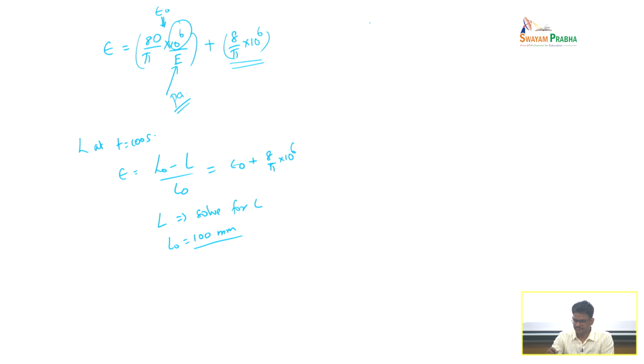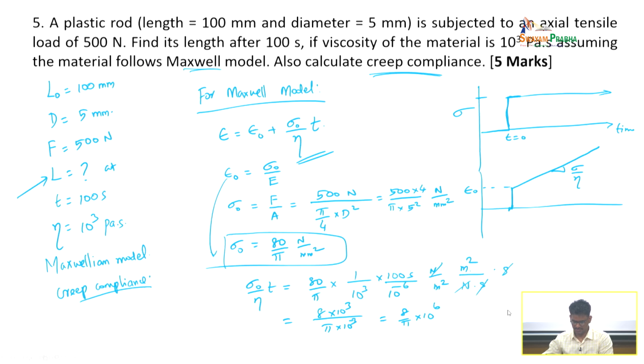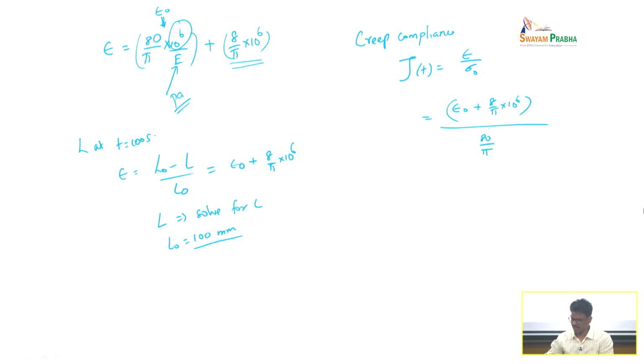And the second question is to calculate the creep compliance. So how do we define creep compliance? Epsilon by sigma naught. Okay. So what is epsilon? Epsilon is epsilon naught plus 8 by pi into 10 power 6, and this you divide by your stress. Your stress is how much? 80 by pi into 10 power 6.